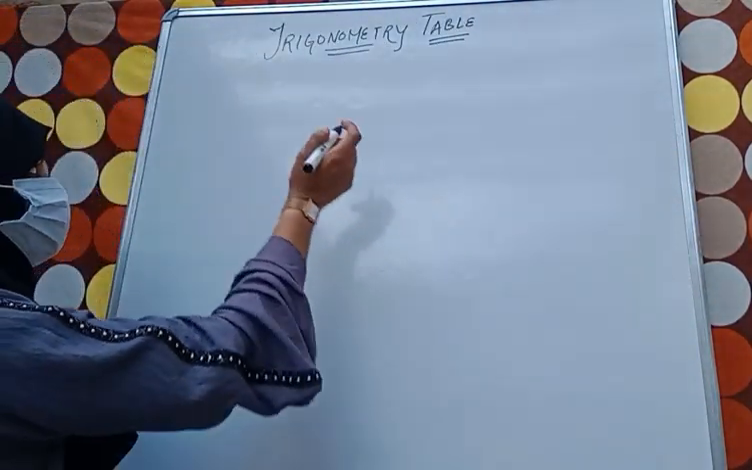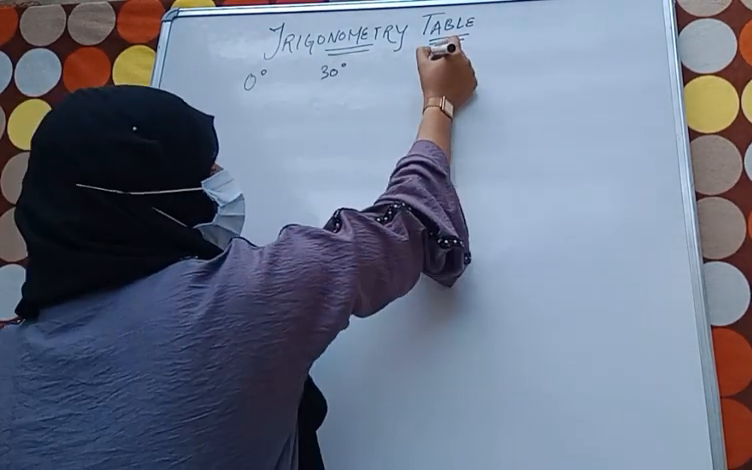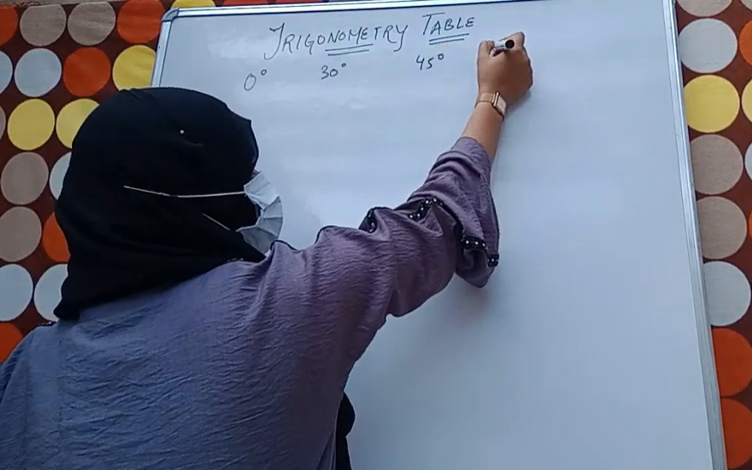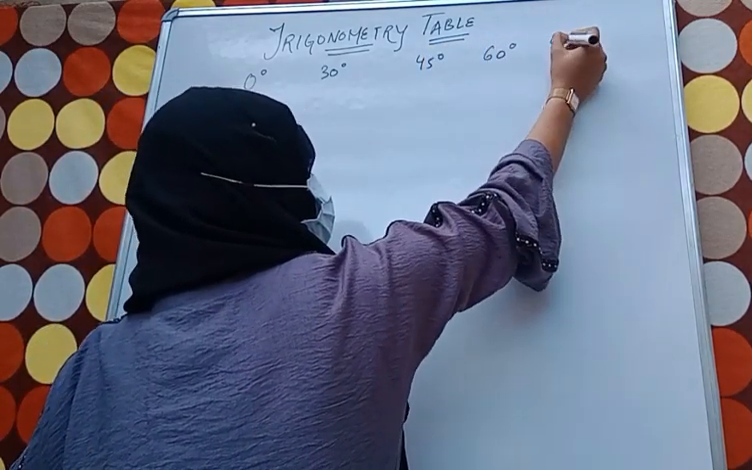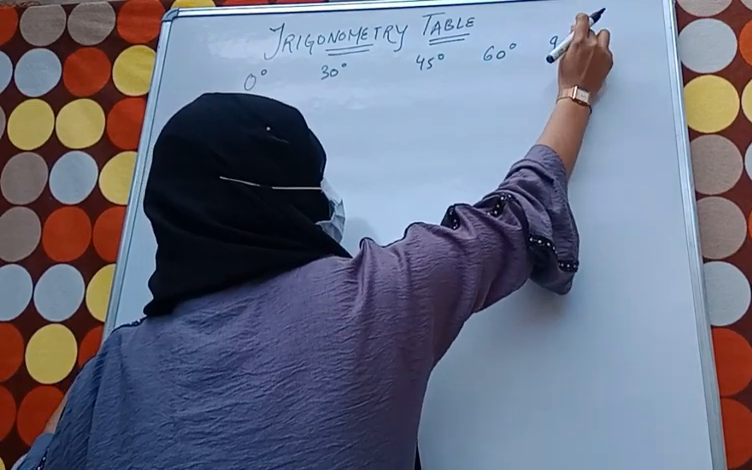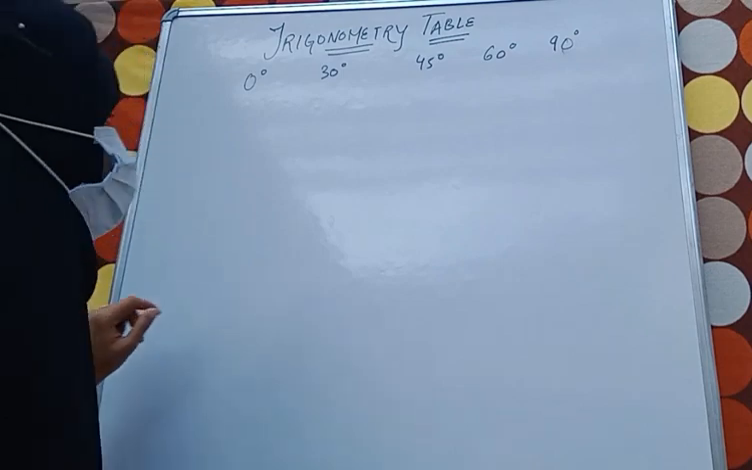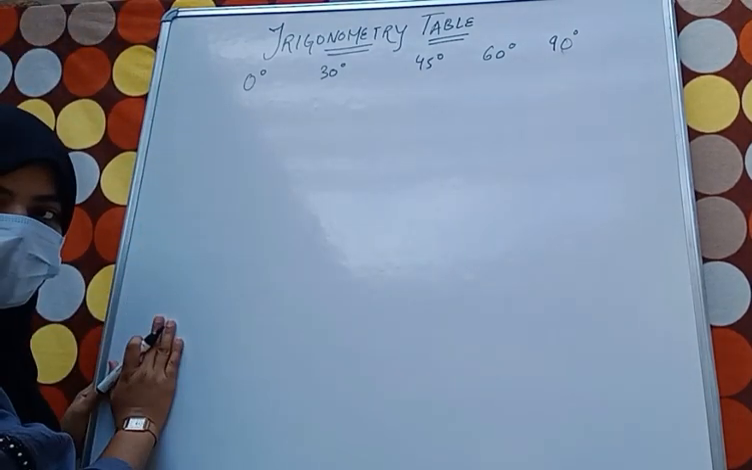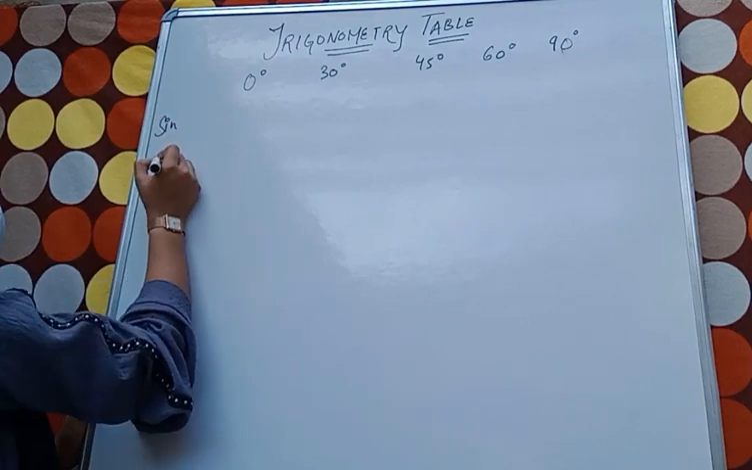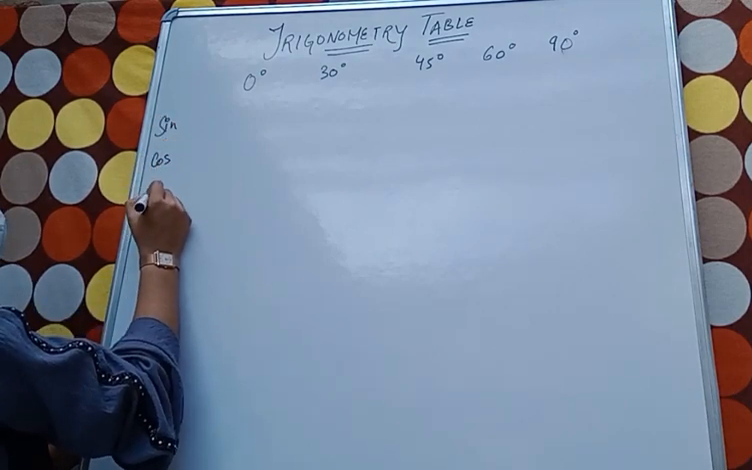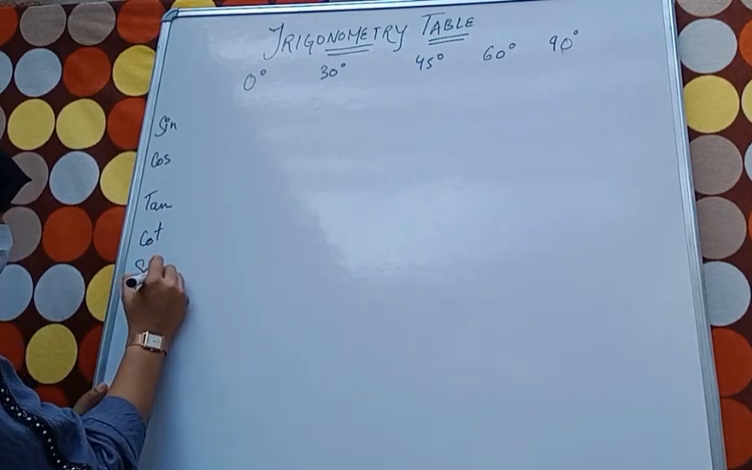First let me write out some angles: 0 degree, 30 degree, 45 degree, 60 degree and 90 degree. I hope it's visible on your screens. Fine. Now here I am going to write the trigonometric ratios. What are they? Sine, cos, tan, cot, sec.